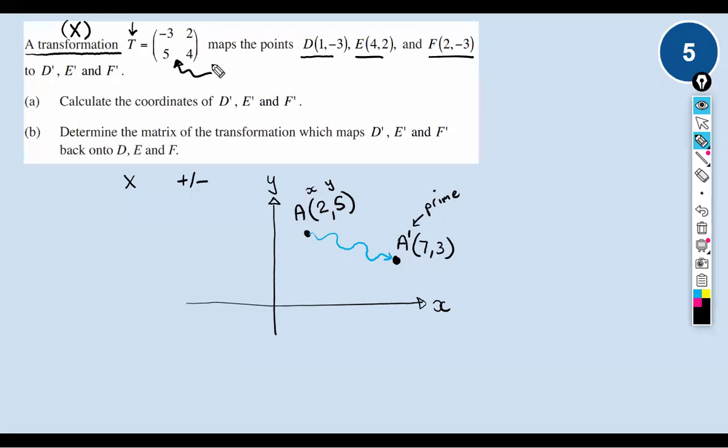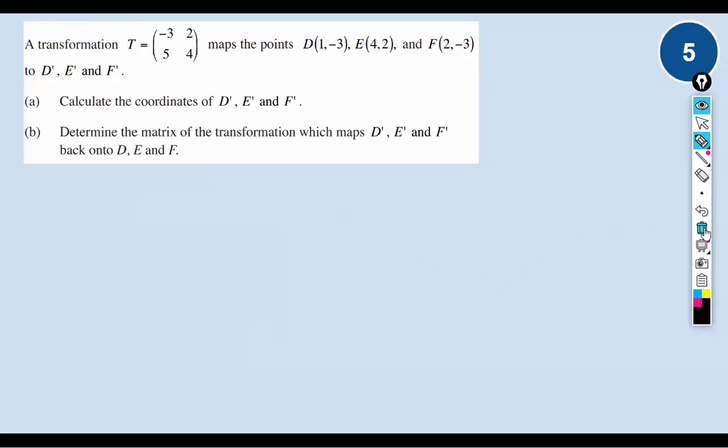You are probably saying, well, why didn't the examiner just say that? Why didn't he just say, take point D and multiply by T? Why does he have to be so complex? But you will get accustomed to these things, right? So let me show you how to do it.